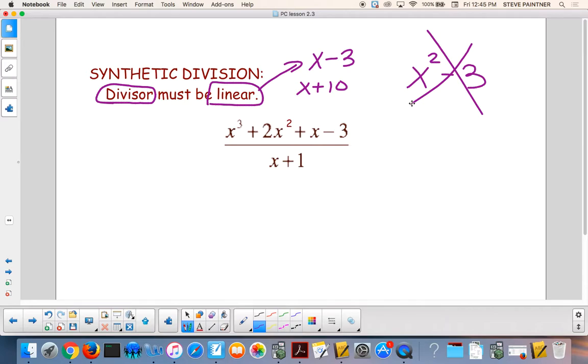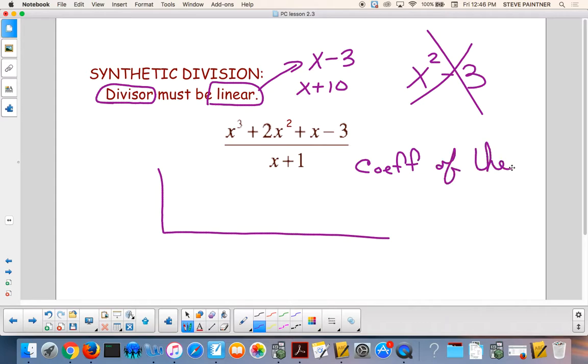Okay, you ready? Synthetic. You're gonna like this. Your division bar, flip it upside down, and that's what it looks like. And you probably remember this, but I'll just go through it again. There are numbers up here called the coefficients of the dividend. So the coefficients of the dividend go up top. The first coefficient is 1, so put a 1. Then 2, then 1, then -3. Just put down your coefficients.